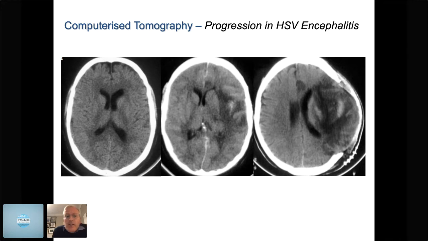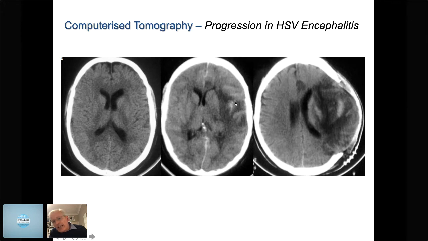Here you can see 3 CT scans over a period of approximately 72 hours or so of a patient who initially presented with new onset seizures and fever. The CT scan on the far left was reported as normal. 36 hours later, the patient returned with further seizures and a fall in level of consciousness. And now you can clearly see a swollen brain.